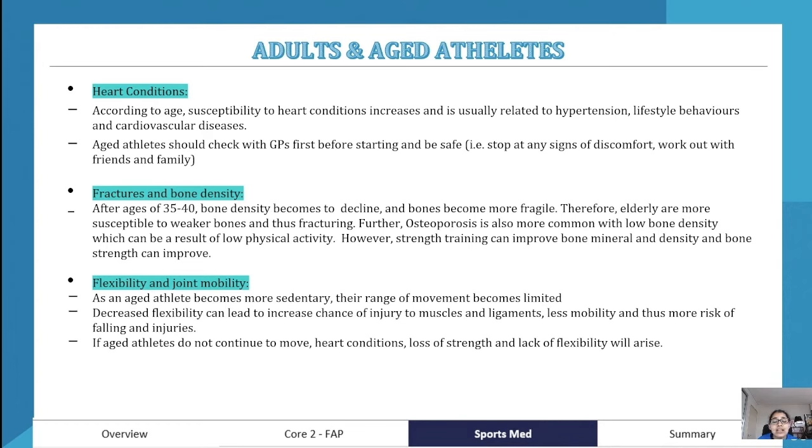If an aged athlete does not continue to move, heart condition, loss of strength, and lack of flexibility will arise. So if they have a sedentary lifestyle, they're susceptible to heart conditions, loss of strength because of decreasing bone density and osteoporosis, and also lack of flexibility.